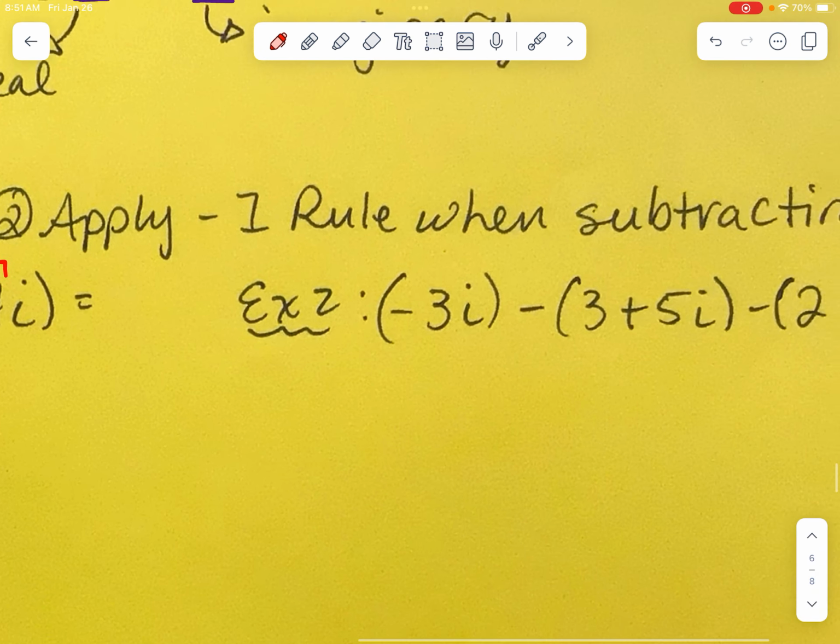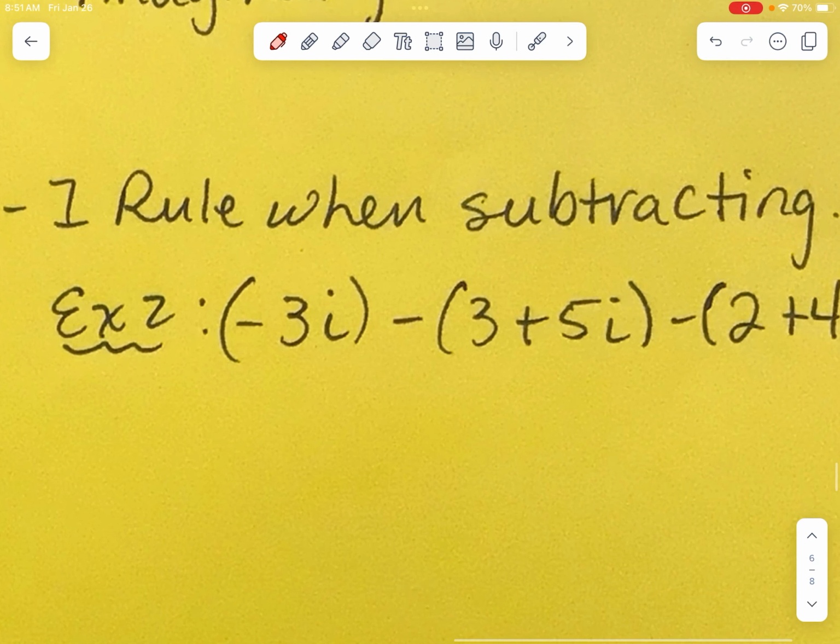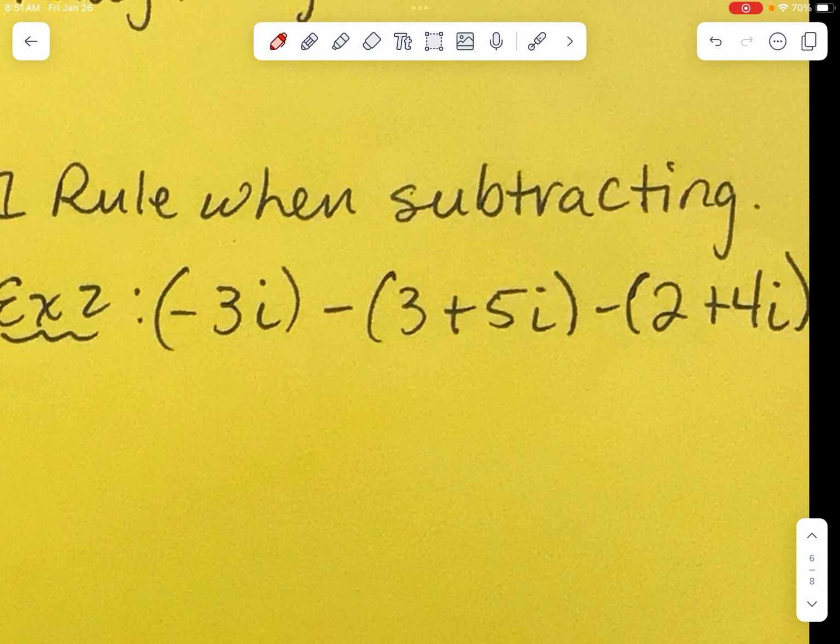Okay, let's take a look at example 2. Example 2, this time we have some subtracting. So we want to look where the subtraction sign is, and we want to apply the -1 rule to the parentheses behind the subtraction sign. The -1 rule is simply just changing positives to negatives and negatives to positives. We're changing the signs inside the parentheses.